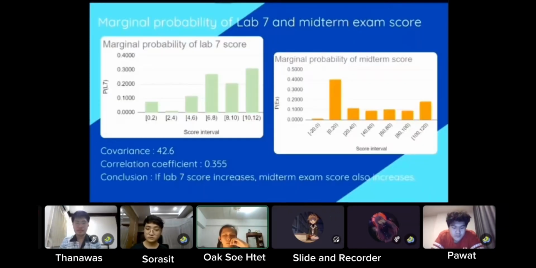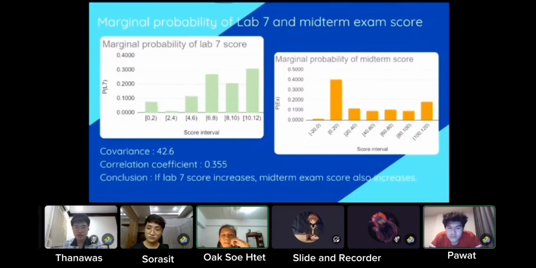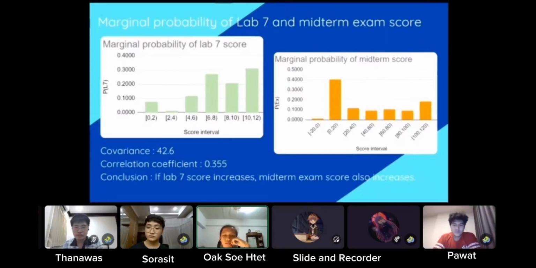In this graph, we can see the marginal probabilities of lab 7 and midterm score. When we compare lab 7 and midterm score, we can see that the covariance is 42.6 and the correlation coefficient is 0.335. There's a positive correlation between lab 7 scores and midterm scores, but this is not a very strong correlation.